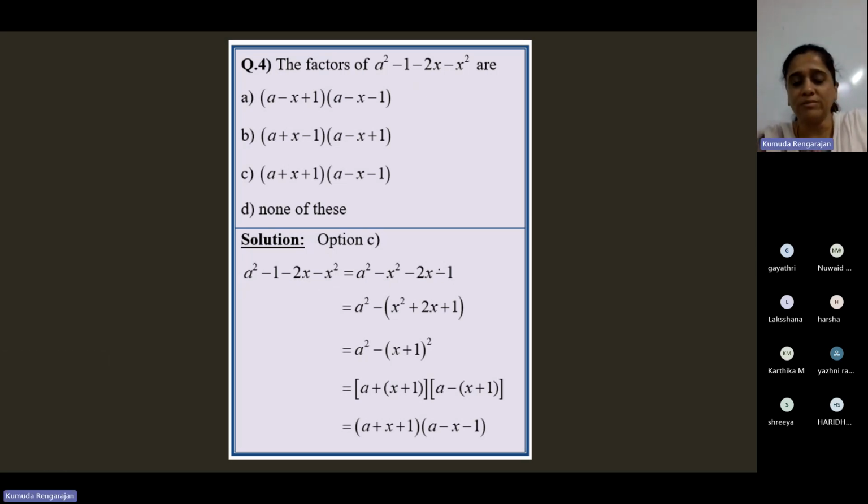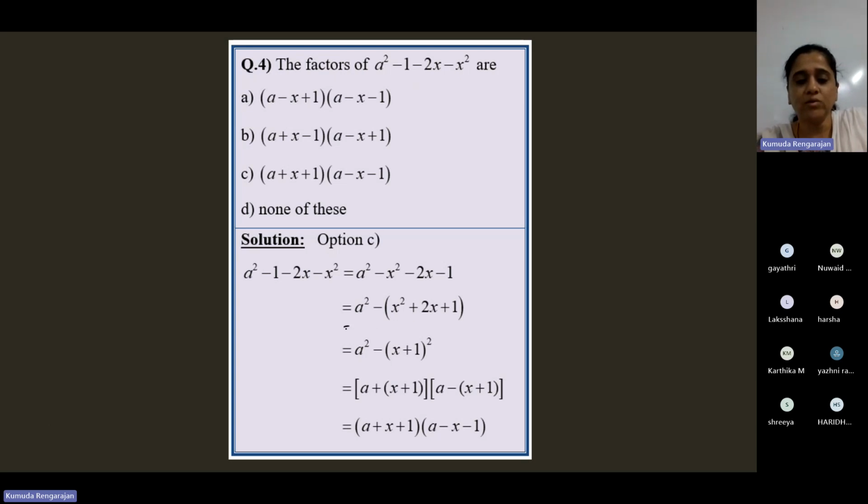Now take out minus common because the signs don't suit the identity. It's minus x squared, minus 2x, minus 1. So take out minus common. Write a square as it is. Take out a minus common. Open bracket: minus into x square is minus x squared. Minus into plus is minus 2x. And minus into plus is minus 1.